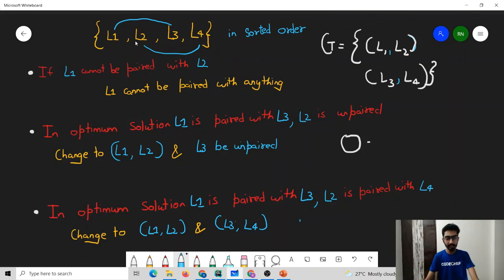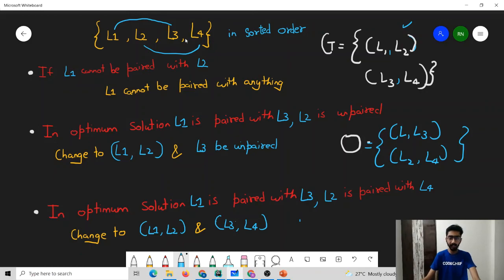Now what can I say is, let me try to exchange this solution with the solution I have. Let me try to exchange L1, L3 and L2, L4, which will be our O. What is our O? Our O is L1, L3 and L2, L4. Let me try to slowly exchange this O to G, and I'll prove that even after making this small transition from O to G, I am not going to worsen my solution. But for that, first I have to prove that my G is still a valid solution.